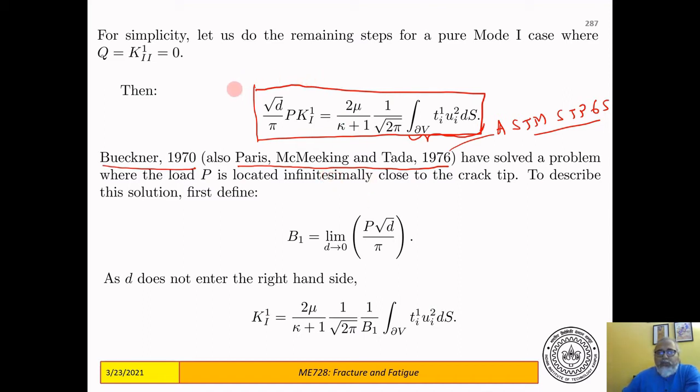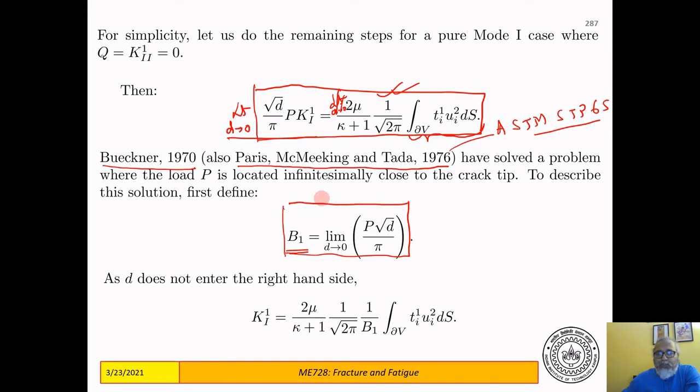If I take the limit d tends to 0 on both sides, you see that the right hand side does not depend on d. So taking this limit and not taking this limit is the same thing. But on the left hand side, Buchner has given a solution to p delta root d by pi with d tending to 0, and let's say that limit is given by b1. This is available from Buchner's solution.